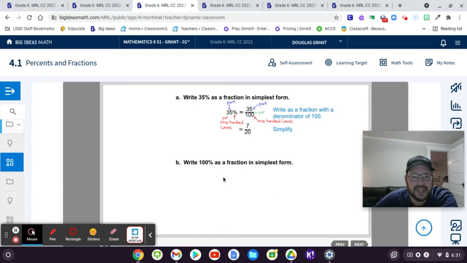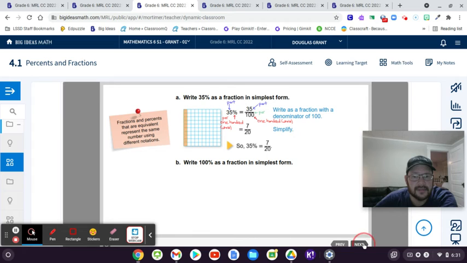Okay, what about the second one? What is 100% as a fraction in simplest form? Okay, so it is 100 out of 100. Oh, look at this. They have lovely graphics. As you'll see, I believe you've done some of these already in 4.1a. So 35% you can model on a 100 grid by filling in 35 boxes out of 100. And it's also 7/20ths.